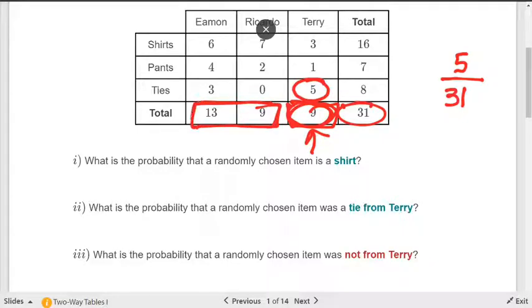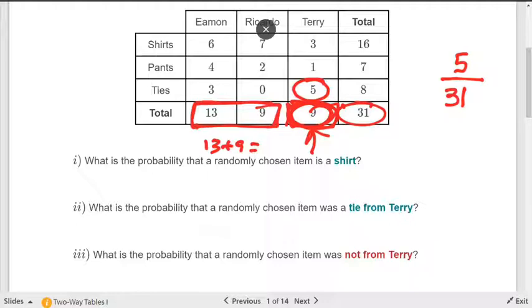So these items didn't belong to Terry, so we could either take 13 plus 9 and put that over 31, or if we know he has 9 items, we can take 31 minus 9 and the rest don't belong to him. So either way you want to do it is perfectly fine.